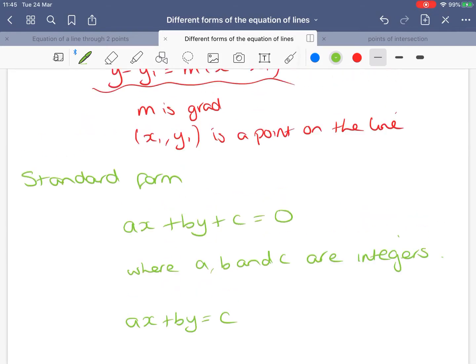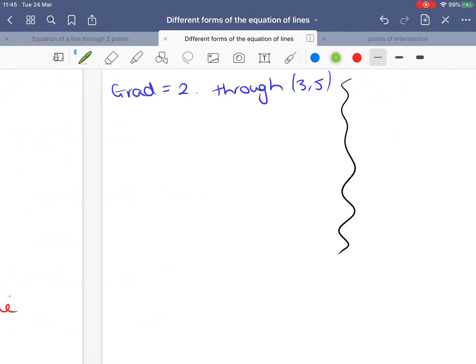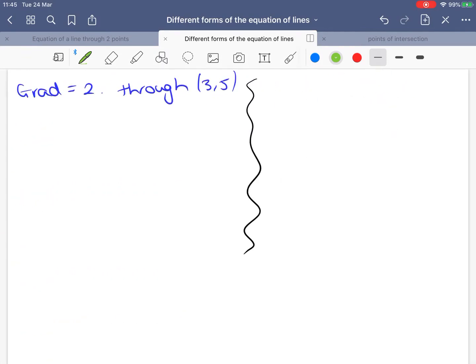So we're going to go back to this one first, the gradient point form, and we're actually going to prove this equation here. So to do that, I'm going to go through a question first: what is the equation of a line with a gradient of 2 that goes through the point (3, 5)? It's essential that you always sketch. So we know it goes through the point (3, 5). It's got a gradient of 2, so it's going to look like that.